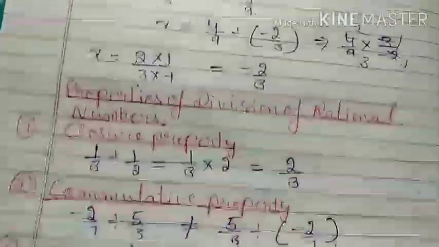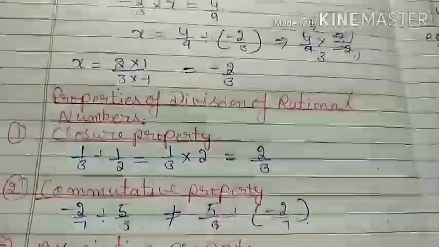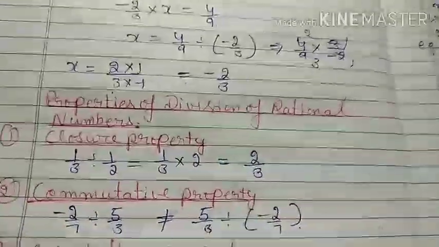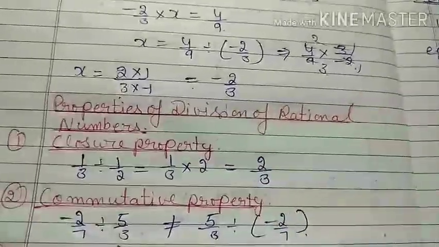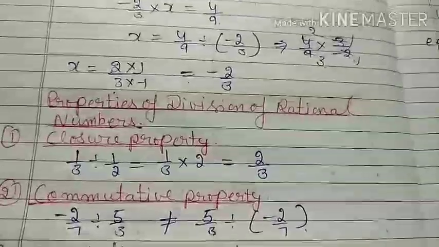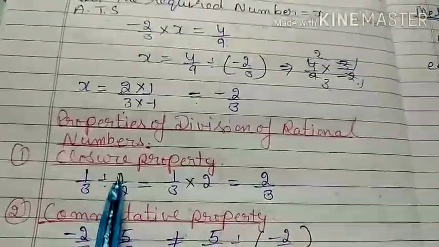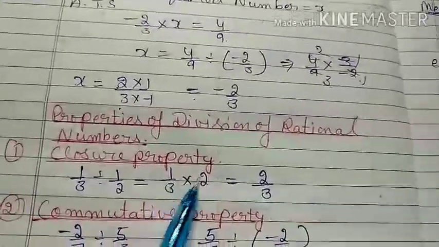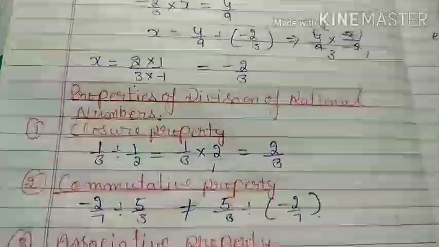Next, there are some properties of division of rational numbers also. Closure property means when you divide two numbers, whatever condition is there, you have to multiply according to the condition, and your answer will be a rational number. So that is the closure property. 1 by 3 divided by 1 by 2. When you change divide into multiply, 1 by 3 into 2 by 1, and that gives you 2 by 3.